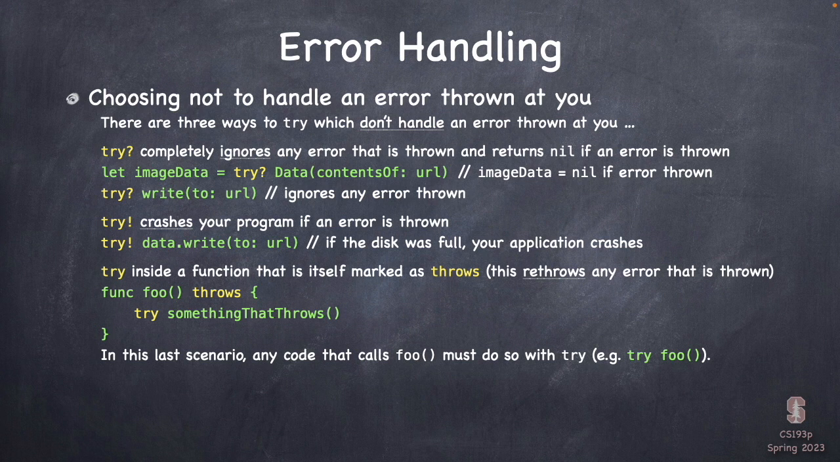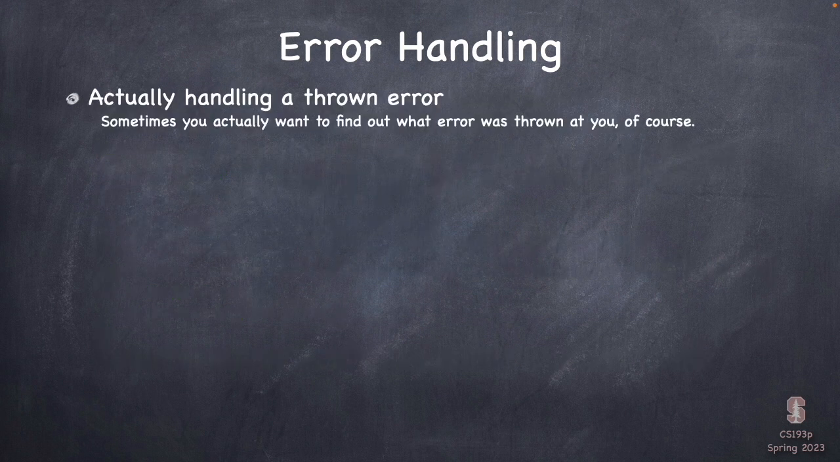And that means whoever calls foo has to say try foo, because foo is now marked as throws. You see? So I'm just throwing it up the chain, right? I'm punting unless something else deals with it. So these are the three ways if you don't want to deal with an error yourself.